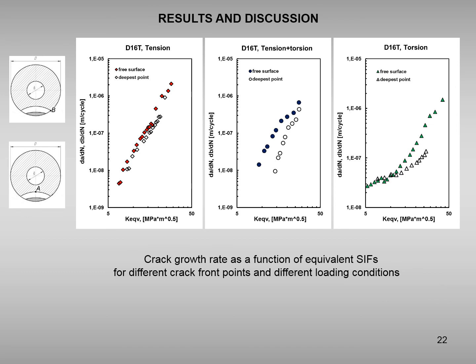It is known that in structures with surface defects, the crack front has two specific points. One relates to the intersection of the crack front line with a free surface, and the other is the deepest point of the crack front. On these figures, you can see the crack growth rate as a function of equivalent stress intensity factors for different crack front points and different loading conditions. A significant reduction of the crack growth rate is observed in the direction of the deepest point of the crack front as a function of complex stress state.